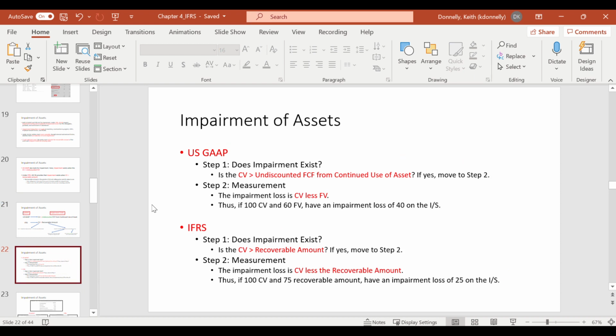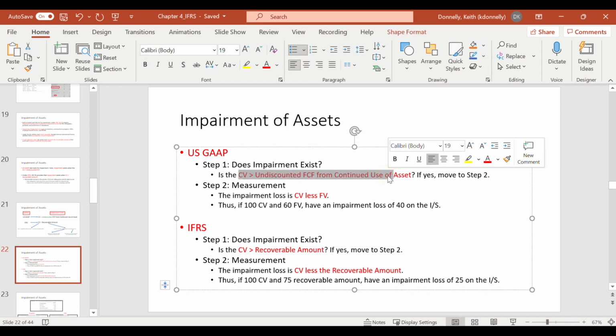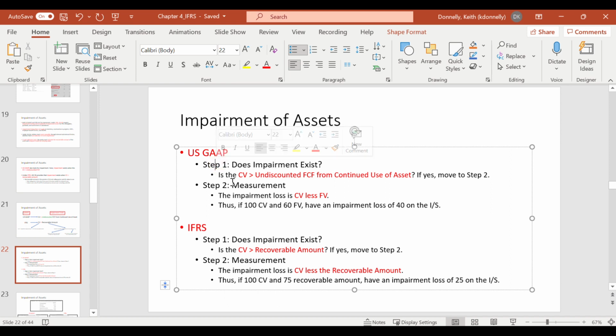So now that we've established that first question, is there impairment? The second question would be, how do we measure the impairment? For how much are we going to take impairment, have a loss? How do we quantify this? So GAAP, we looked at it. We said, is this greater than that? Move to step 2. When we're valuing and measuring impairment, we're going to say our impairment loss is the carrying value less the fair value. So if we have 100 carrying value and a 60 fair value, we're going to have an impairment loss of 40. So it's step 1. If this is true, move to step 2 to quantify it.